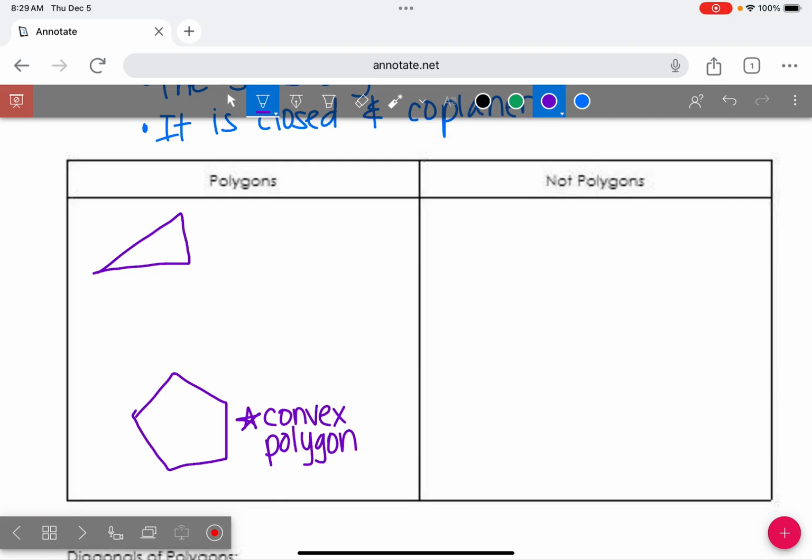We could also have another pentagon that might look like this. And this one is still closed, it's still coplanar. The sides are only intersecting at the vertices, and it has straight edges and sides. But more specifically, this one is called a concave polygon.